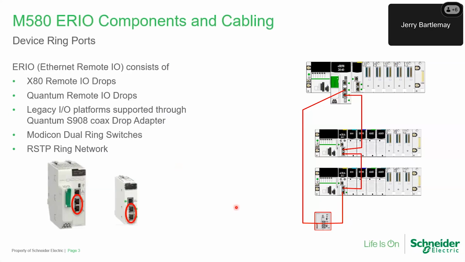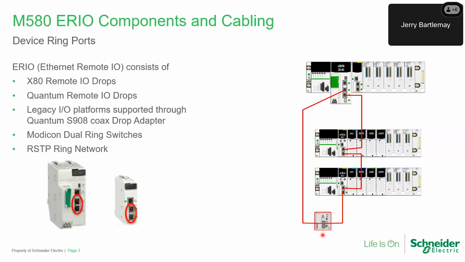There are a couple of components to this system. So the ring ports themselves, these are the bottom two ports on both the CPU and the Ethernet remote I/O drop adapters. So these are what we connect to the RSTP ring for the Ethernet remote I/O system. So what can belong to that ring? Obviously, these two devices, the X80 remote I/O drop adapter, but also Quantum remote I/O drop adapters.